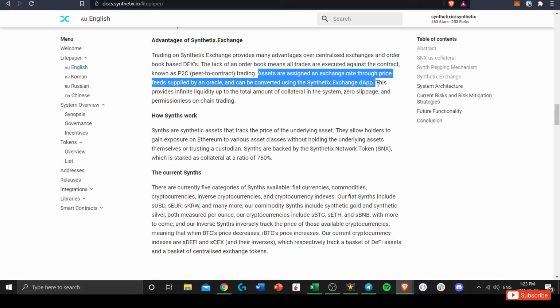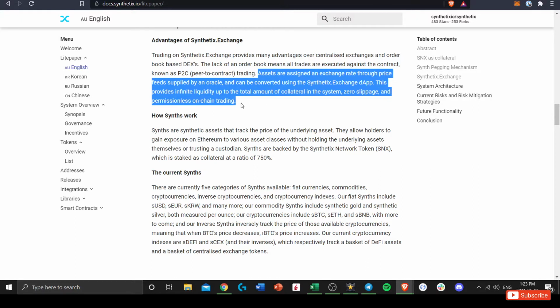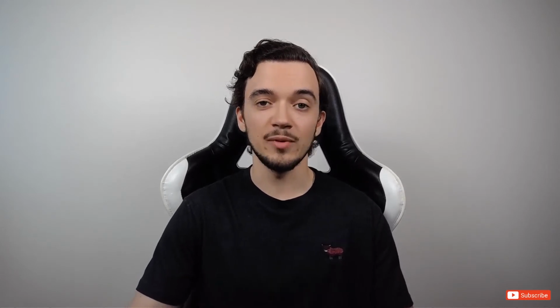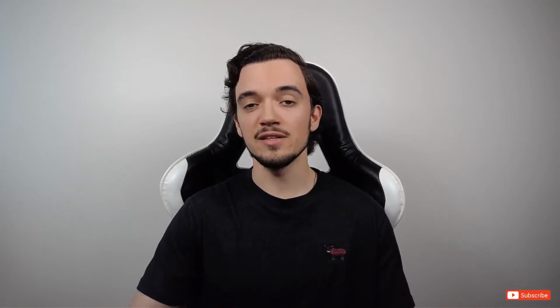Now, the reason why this trading mechanism is so important is because it results in zero price slippage and it results in infinite liquidity. The reason why this peer-to-contract trading mechanism is possible in the first place is because all synths on the protocol represent a debt position held by stakers on the protocol. So none of the synths are actually backed by the underlying assets, they're backed by the Synthetix tokens that are locked in staking contracts. And this is what allows for the peer-to-contract trading mechanism that is used by the protocol.